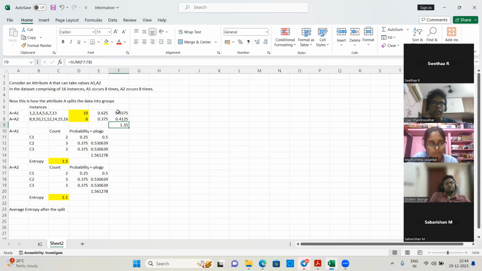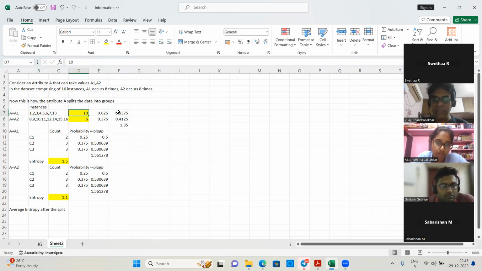So the idea is simple. Here is a bunch of data, 16 data points. Just imagine the tree, folks. 10 out of the 16 moves into this branch, 6 out of the 16 moves into this branch. We're calculating the weights, or probabilities. As Madhumita said, this is nothing but 10 by 16. This is 6 by 16. And then you have the entropy of each branch, 1.5 and 1.1.